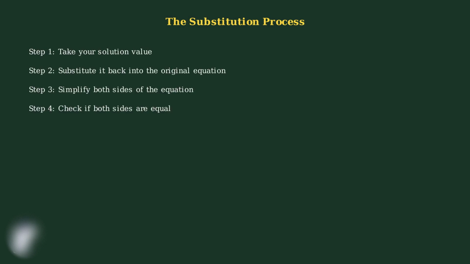The substitution process follows 4 simple steps. First, take the solution value you found. Second, substitute this value back into the original equation in place of the variable. Third, simplify both sides of the equation by performing the arithmetic. Finally, check if both sides are equal. If they are, your solution is correct.